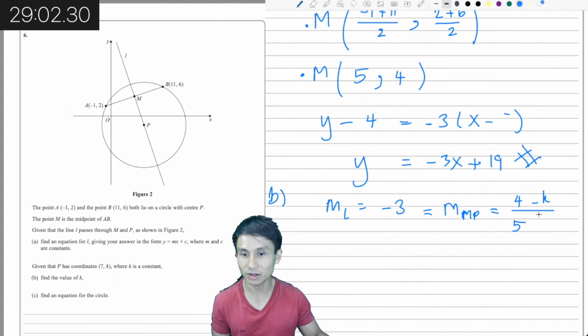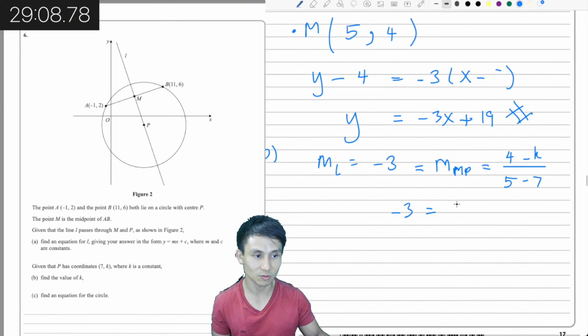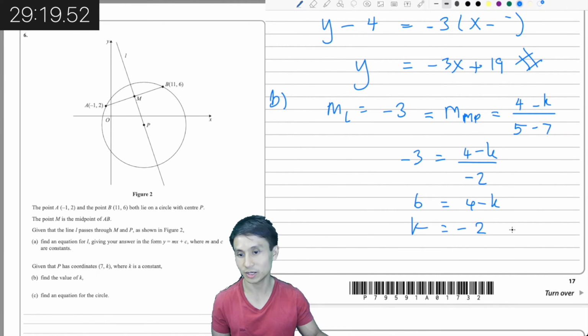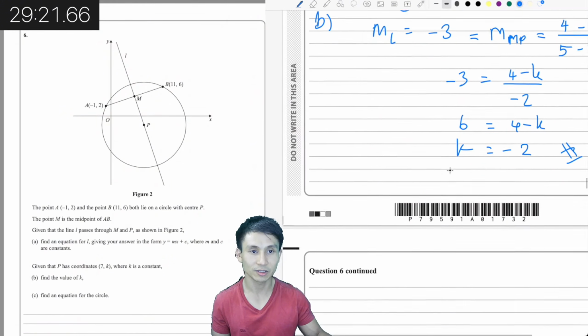and the x coordinate of M is 5. The x coordinate of P is 7. And this is -3, right? So it's -3 equals 4 minus k over -2. So moving that, we get 6 equals 4 minus k. So k is -2. Yeah, that makes sense. Should be a minus. All right.